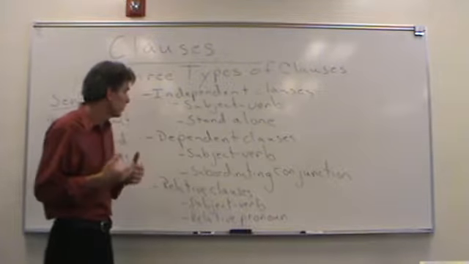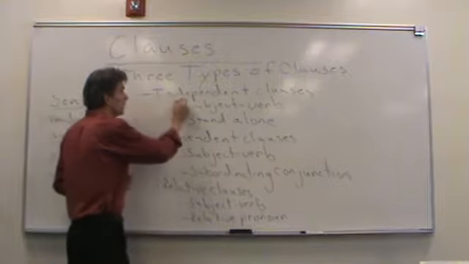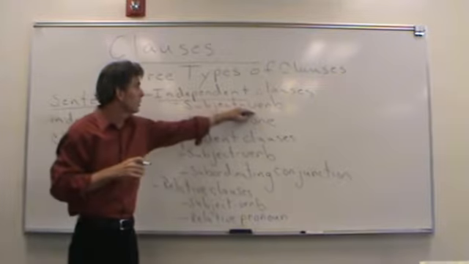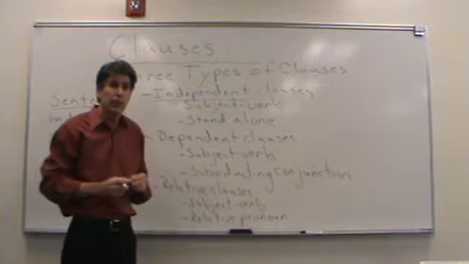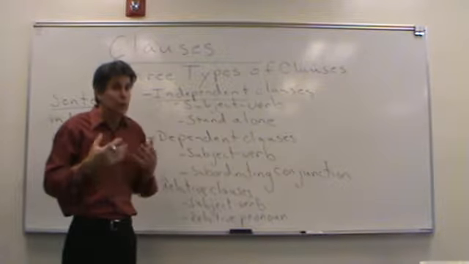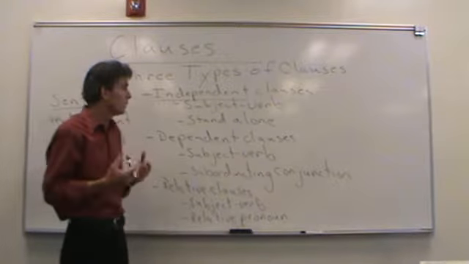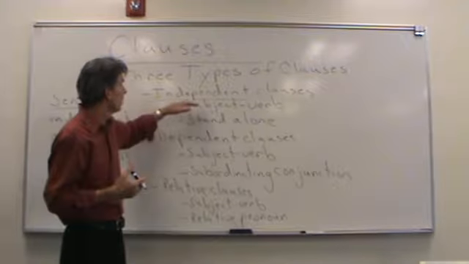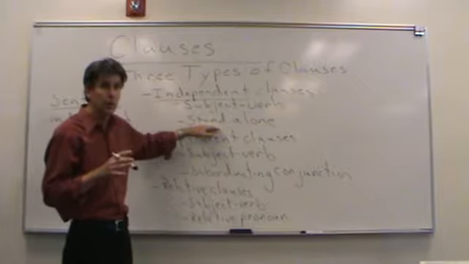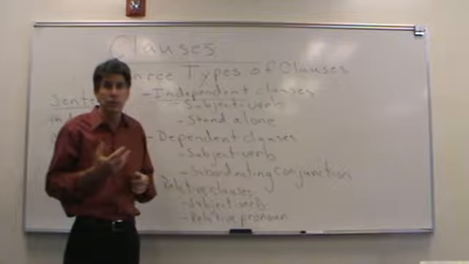So the first type of clause is an independent clause. It has a subject and a verb, and the important characteristic about it is that it can stand alone. It can be, if you want it to be, a sentence. It doesn't have to be by itself a sentence, but it could be a sentence. So it has a subject and verb, and it could stand alone. That's what an independent clause is. In fact, it's the backbone of any English sentence.